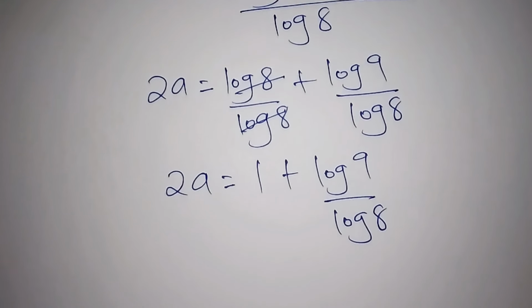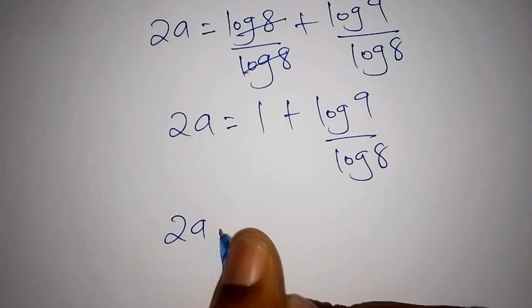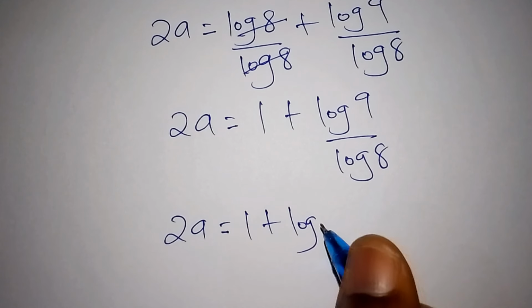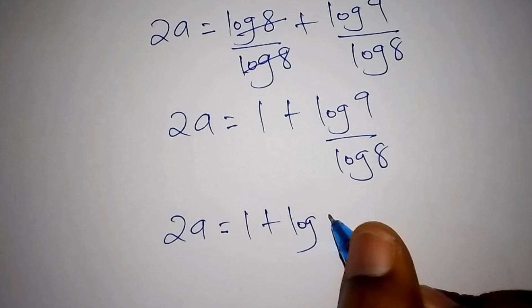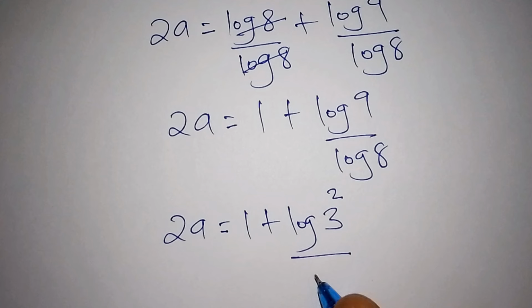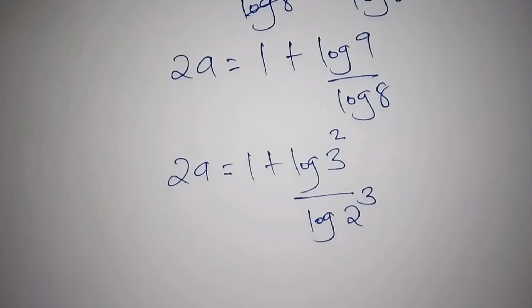We can still simplify this further. Here 2a is equal to 1 plus, and the log of 9 can also be written as the log of 3 to the power of 2, since 3 multiplied by 3 is 9. All over, the log of 8 can also be written as the log of 2 to the power of 3, because 2 multiplied by 2 is 4, then 4 multiplied by 2 is 8.